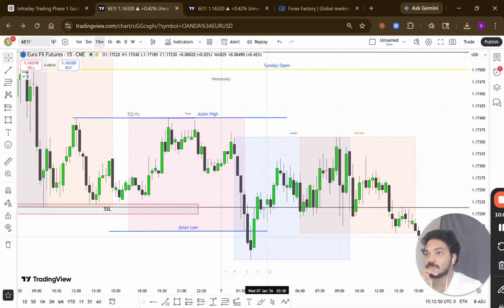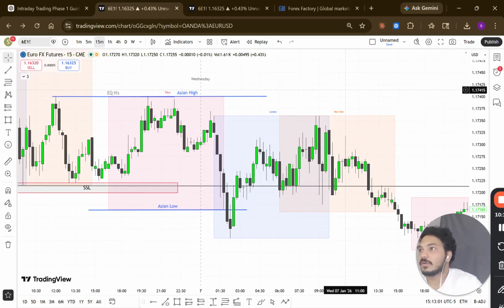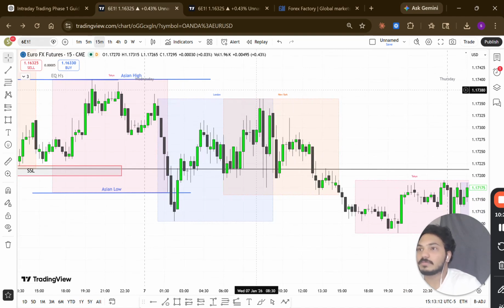This is the move, and retailers try to sell short. So this is a calculated Judas swing towards the upside, towards the London and New York Open, and from there it went back towards the Asian low.